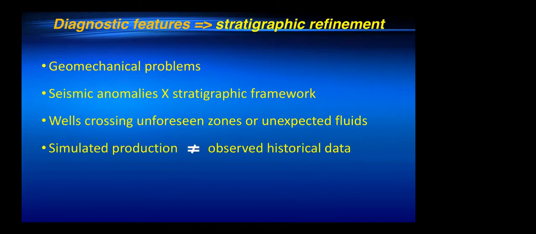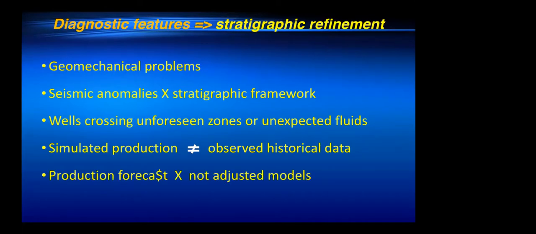If the simulated production curve does not match the historical observed data, we must review the distribution of phase and petrophysical properties within the zones. But remember, one must not use artifacts to force the simulator to get such matching. And finally, the production forecast based on unadjusted geological and fluid flow models inevitably leads to considerable deviation between prediction and observed production, resulting in financial loss.